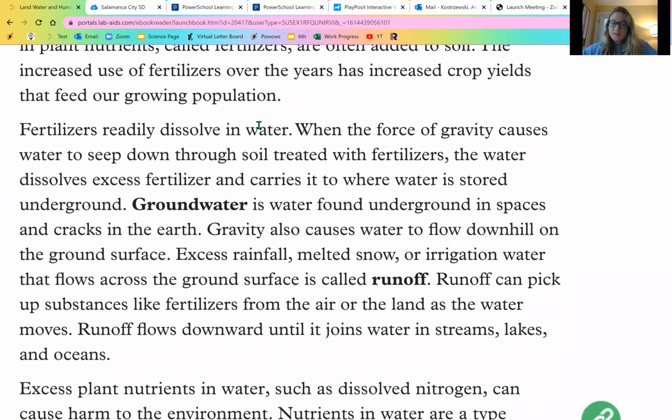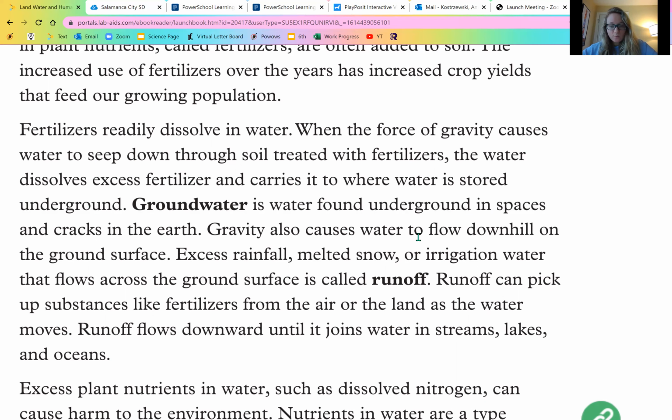Fertilizers readily dissolve in water. When the force of gravity causes water to seep down through the soil treated with fertilizers, the water dissolves excess fertilizer and carries it to where this water is stored underground. Groundwater is found underground in spaces and cracks in the earth.